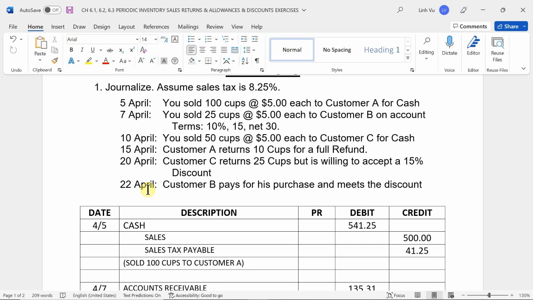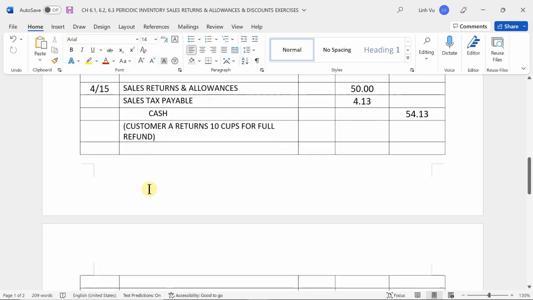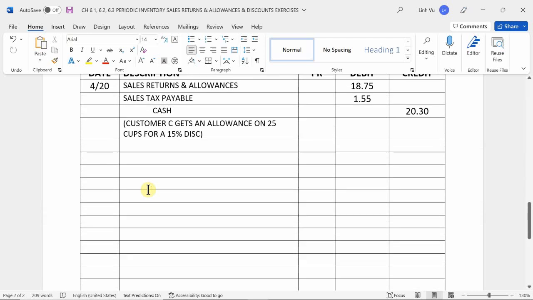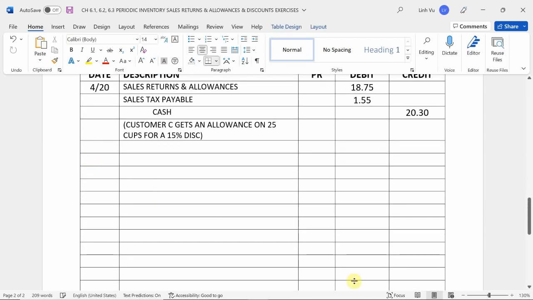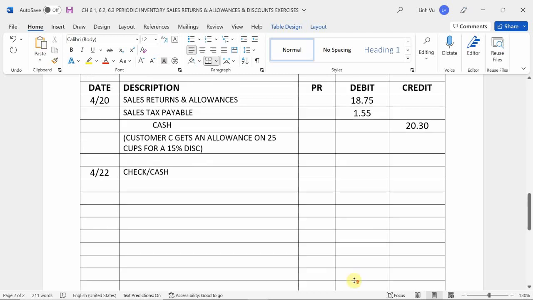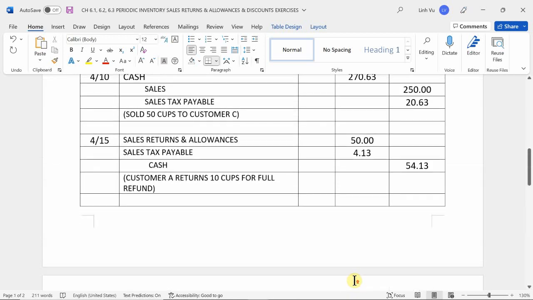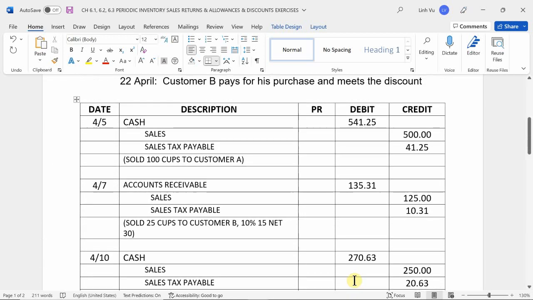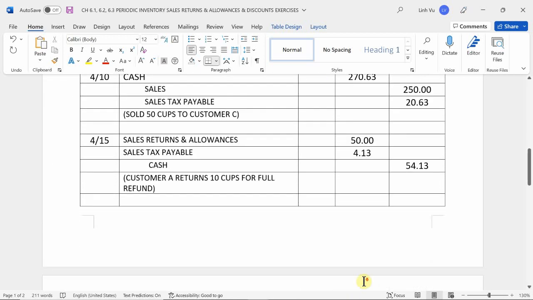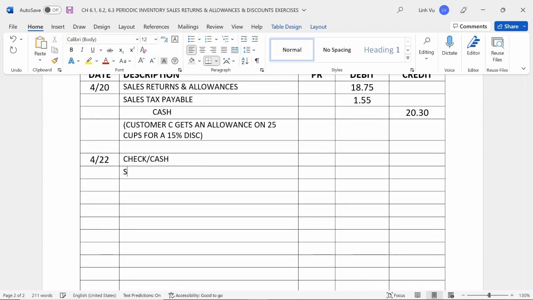So assume he's paying with cash, right? Or paying with a check, whichever one you think is best. So in this case, let's do either or. Okay, so today's the 22nd. So he paid me using a check or cash, whichever one. What do we need to recognize? Sales discount. We have to recognize that we're giving him a sales discount.